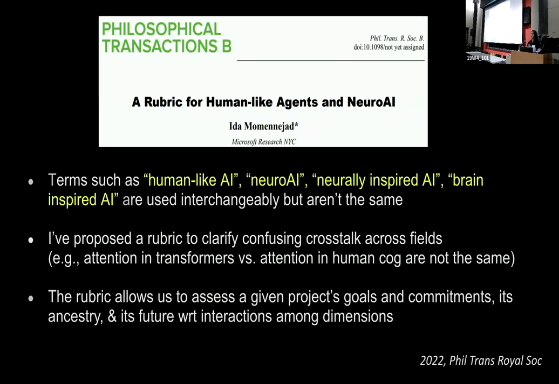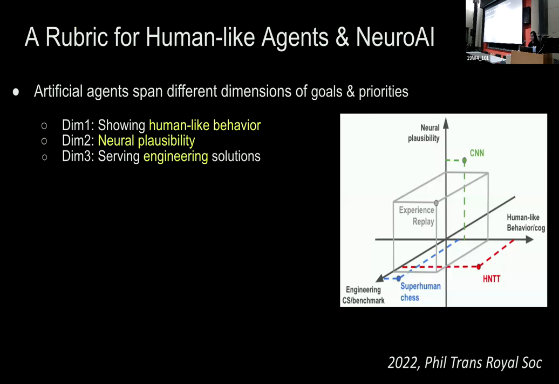For instance, attention in transformers means something different than attention in human cognition. And this rubric allows us to assess what a given project's goals and commitments are, what its ancestry and its future directions could be. The rubric looks like something like this. It has different dimensions. One dimension could be showing human-like behavior, as you can see on the x-axis here. There is another one which is neural plausibility. There's another one which is solving engineering or CS problems.